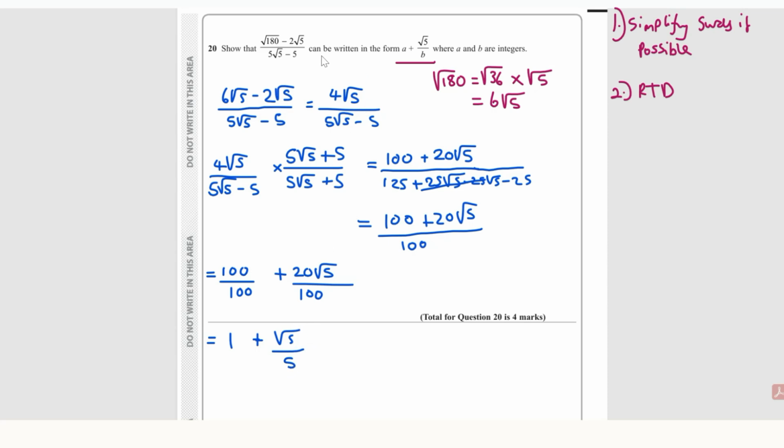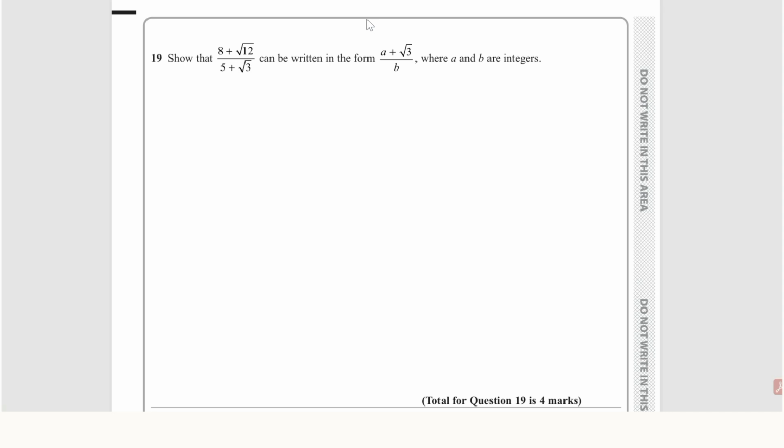And if we look here onto the question, it is in the same format as a plus root 5 over b, where a and b are integers. So we can write that a equals 1 and b equals 5. On to the next question.